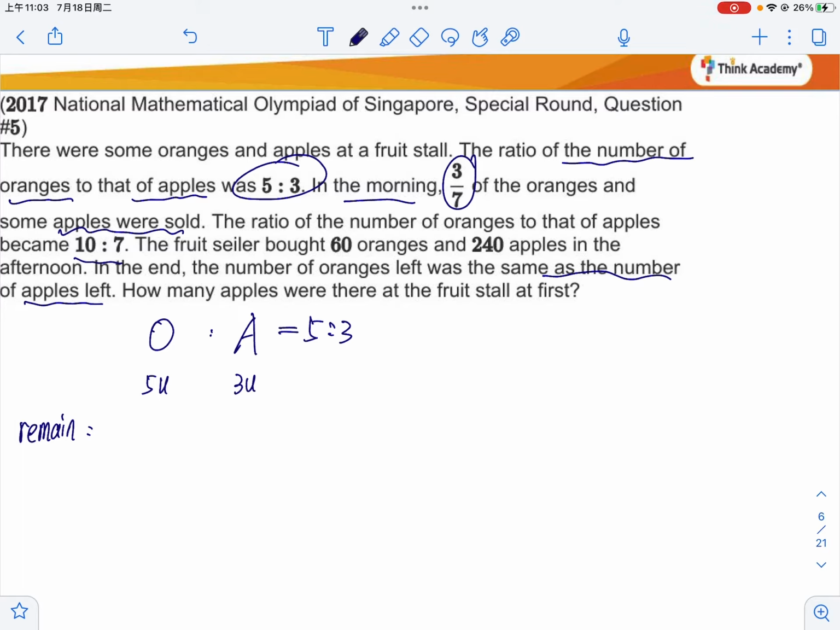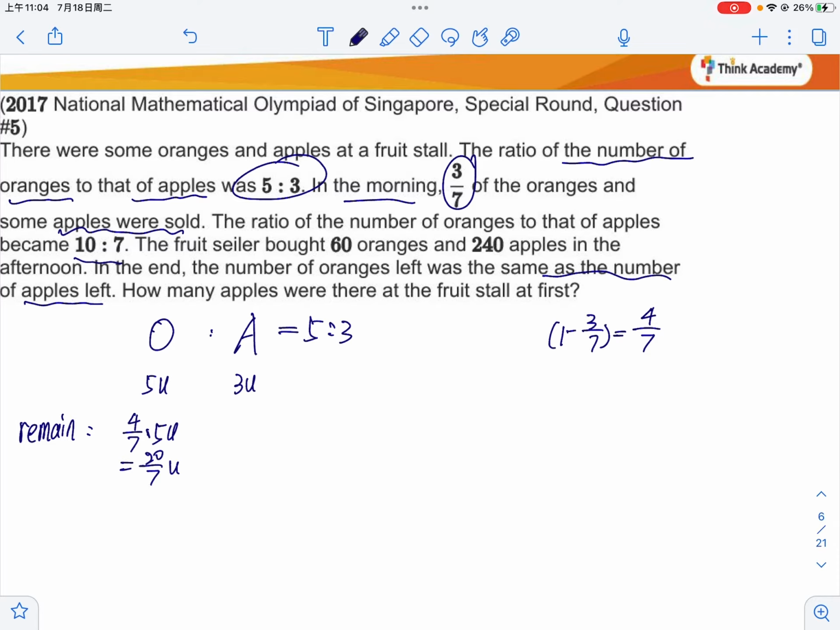3/7 of the oranges were sold, which means the remaining part is 1 minus 3/7. So 4/7 of the oranges remain. It will become 4/7 times 5U equals 20/7 units.